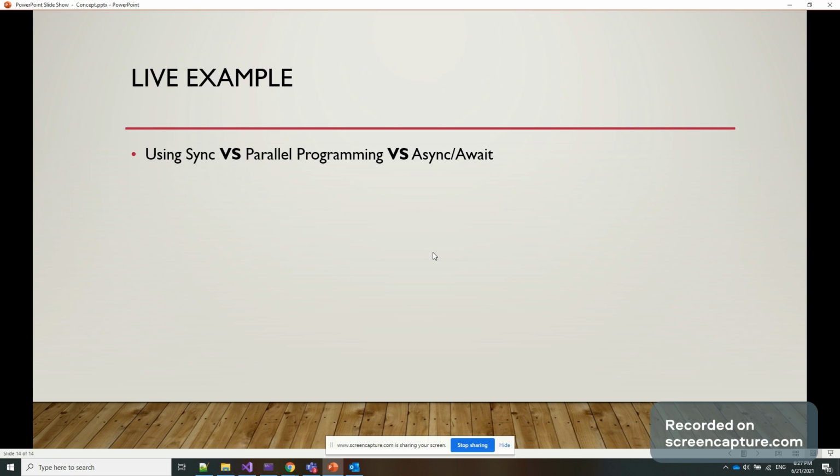So now we are taking the live example, where we will see what the difference is, or how much time is taken in the synchronous mode versus parallel programming, and versus async and await, because async and await is also one of the ways to achieve this. So let's jump onto one of the articles written by someone, so we can go through this one.